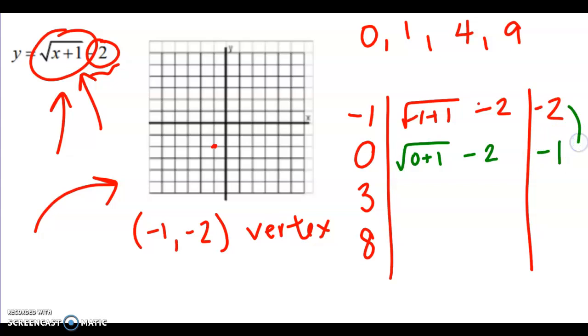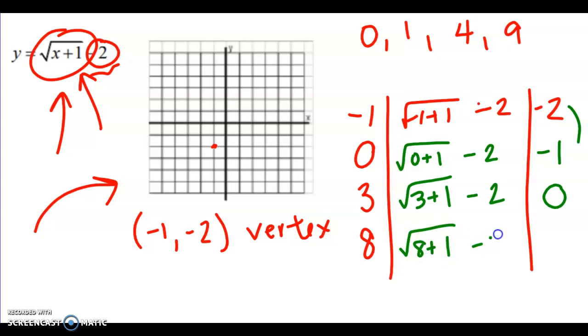Again, you're going to see a pattern. And then I do the square root of 3 plus 1. So that's 4, which is 2, minus 2, which is 0. It still follows our pattern. The next one is the square root of 8 plus 1, which is 9, which is 3. So 3 minus 2 would be 1. All right, so you see how it's following the pattern along there, and that's exactly what we need to do.